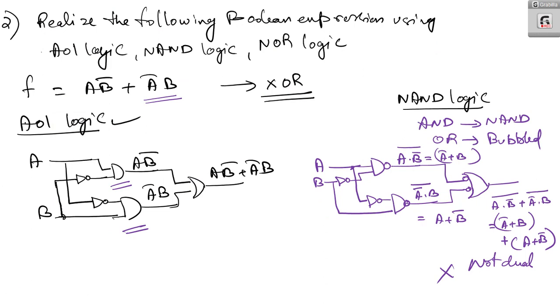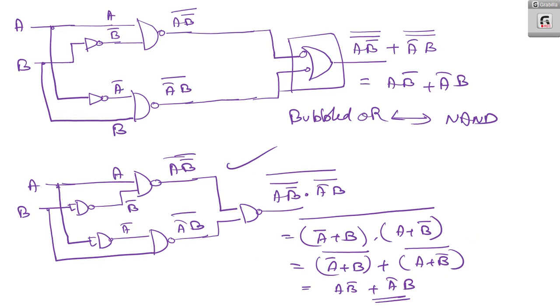That means here you are not getting the exact dual. So if you are not getting the exact dual, you should think in a different track. That is what I have dealt with here. Now if I am going with NOR logic of the same case, that is F is equal to A B bar or A bar B, I am going to explain the NOR logic.